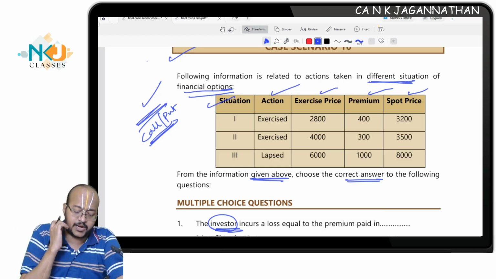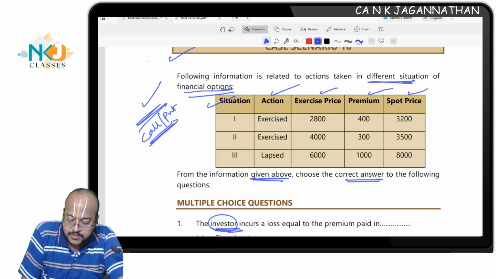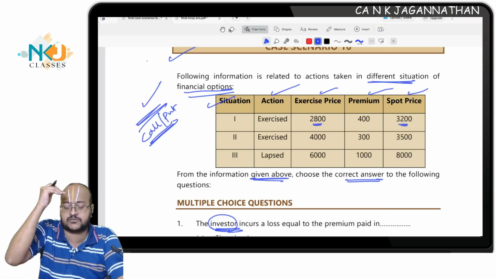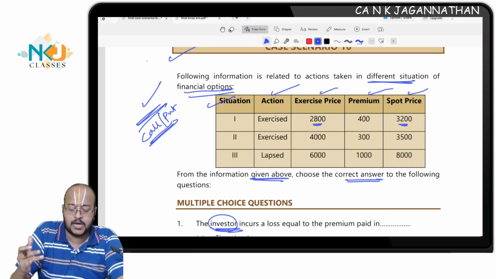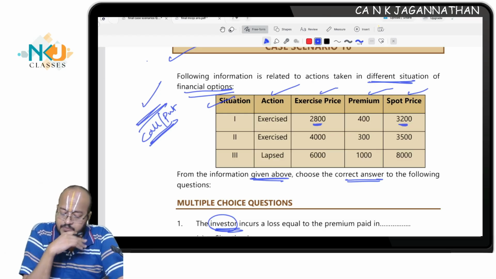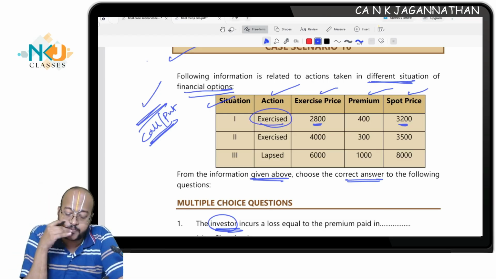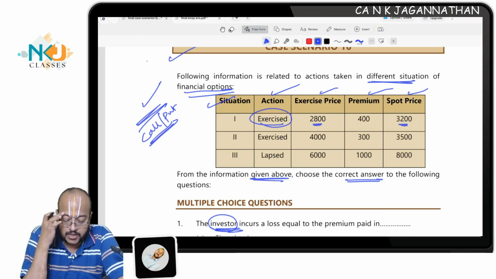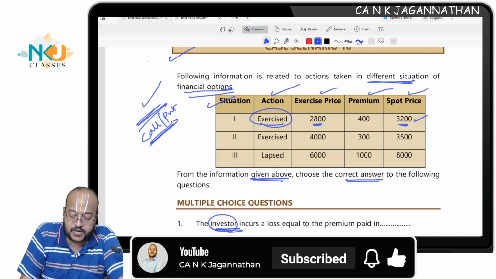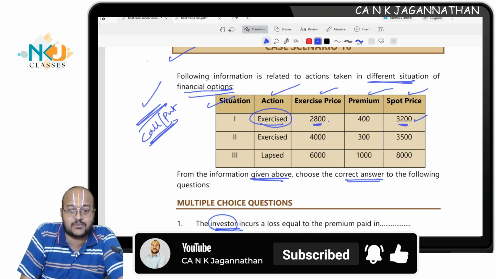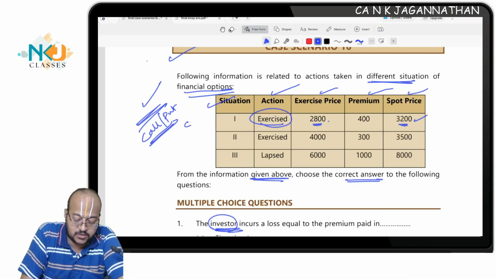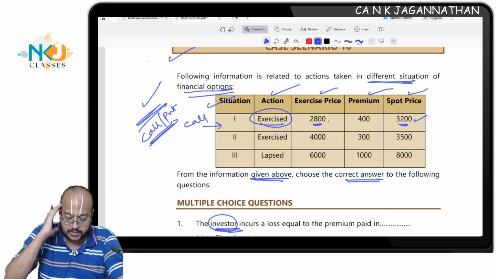Okay, we need to take assumptions here. See, call or put we can identify through the action. Exercise price is 2,800, spot price is 3,200, which means a share worth 3,200 in the spot market, and you have a right to buy, which is exercised. So it is in the money. Which option will be in the money? I believe it is a call option. A share worth 3,200, if right to buy at 2,800, then only it will be exercised. So this is a call option. First, situation number 1 is regarding a call option, that we can understand.